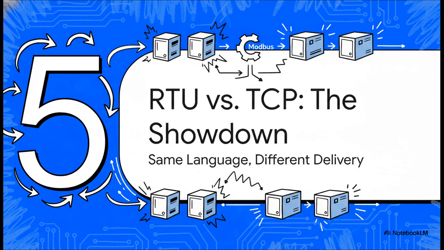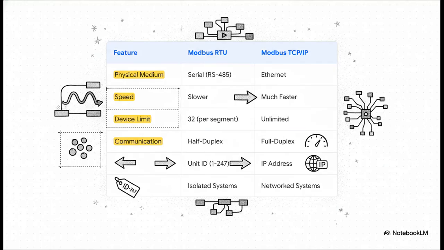All right, it's time for the main event. Let's put these two protocols side by side for a direct showdown. And just remember that key idea we talked about. It's the same language, just a totally different delivery system. This table lays it all out perfectly. Look at that first line, physical medium. Serial versus Ethernet. That one difference causes a huge ripple effect down the line. It's why TCP is so much faster. It's why it can handle way more devices. And there's our communication analogy again. RTU's half duplex is the walkie-talkie, while TCP's full duplex is the phone call. It's just a fundamentally more modern and efficient way to have a conversation.